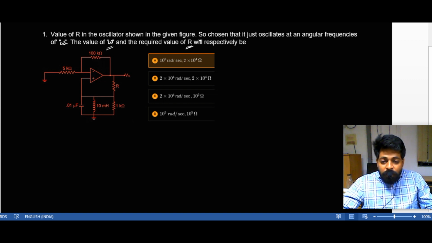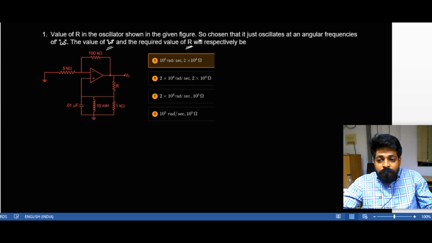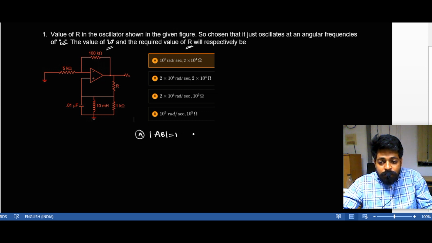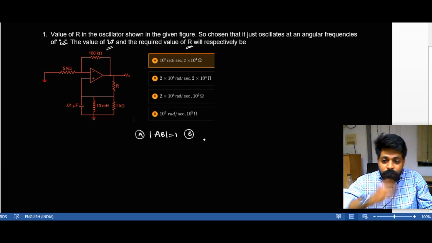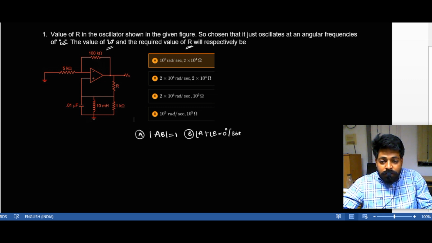Before you solve the problem, whatever oscillator is given to you, we have to make sure that the oscillator satisfies the two conditions. One is A beta equal to 1. This is the first condition. And the second condition of the Barkhausen criteria is that the phase shift offered by the amplifier and the phase shift offered by the beta network should be 0 degrees or 360 degrees.